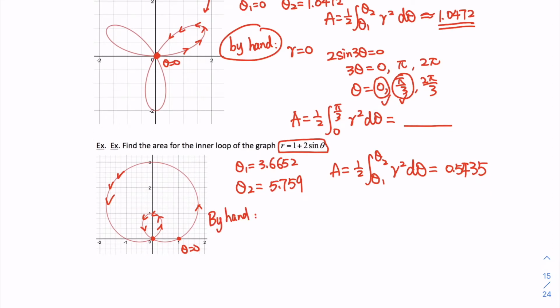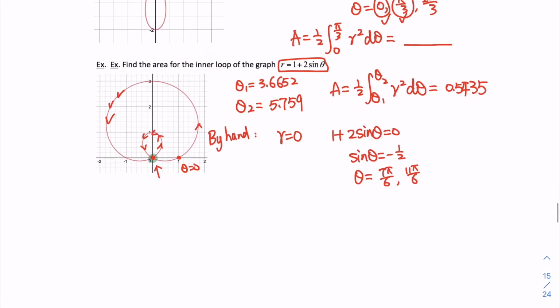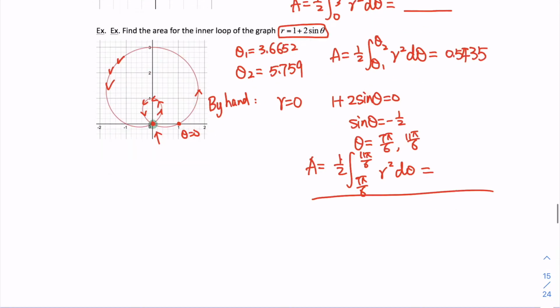So in order to cover the whole region, we are going to choose this point as our start and end point. So we set r equals 0. If you look at this spot, r equals 0. So sine theta equals -1/2. So theta equals 7 pi over 6 and 11 pi over 6. So our area, 1/2, integral from 7 pi over 6 to 11 pi over 6, r squared d theta. So same answer. Let's have a look at the 2005 AP problems.